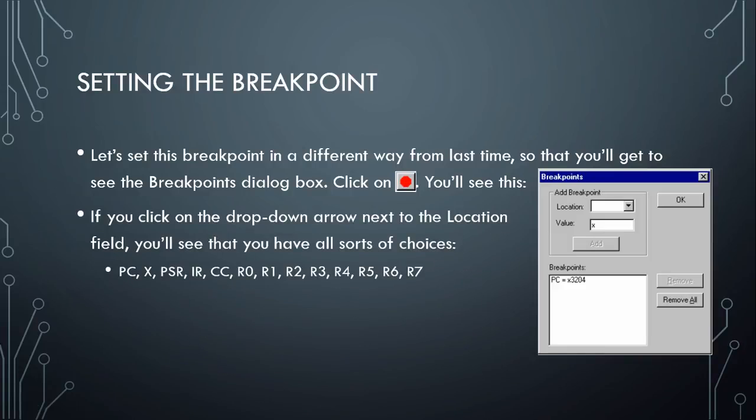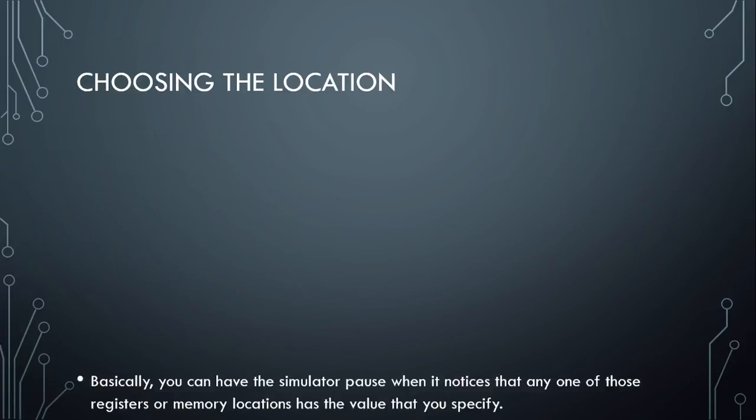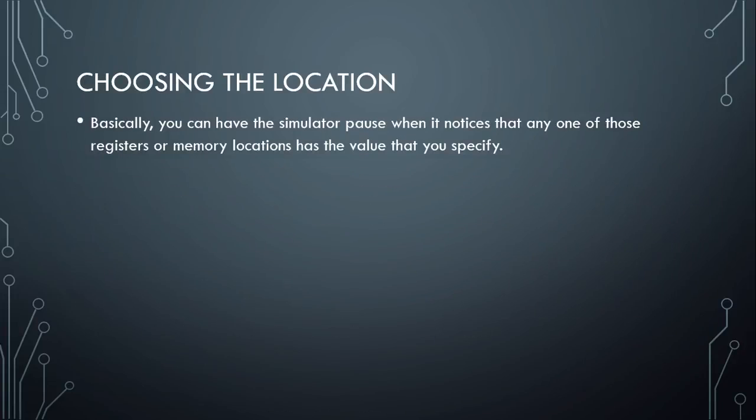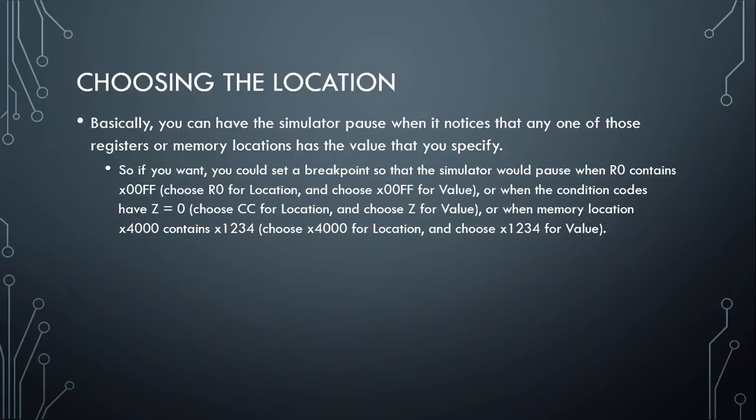If you click on the drop-down arrow next to the location field, you can see you have all sorts of choices: PC, PCSR, IR, CC, and registers 0 through 7. So let's work on choosing that location. Basically, you can have the simulator pause when any one of those registers or memory locations has the value that you specify. If you want, you could set the simulator to pause when register 0 contains 00FF.